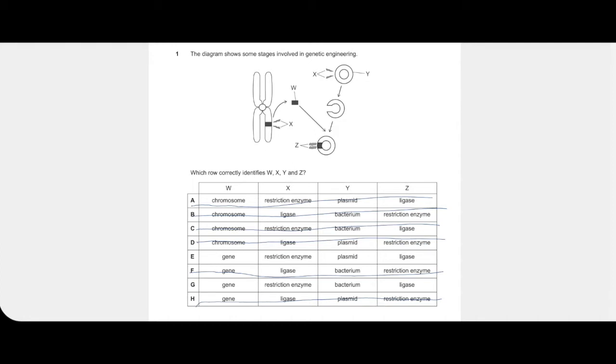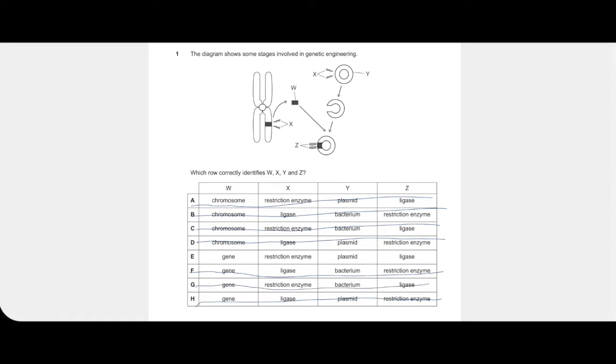Moving on to Y. Y is a plasmid. A plasmid is the genetic store of a bacterium. We don't insert the gene directly into the bacterium. We insert the gene into a plasmid, and then the plasmid is inserted into the bacterium. So we can eliminate G.